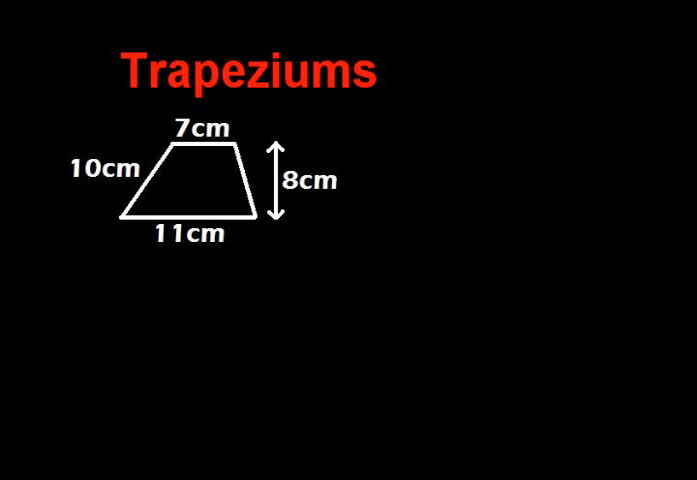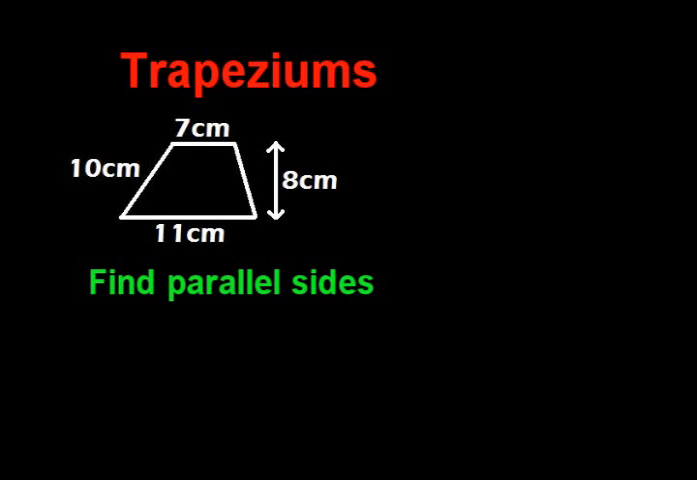The final shape you need to work with is a trapezium. To find the area of a trapezium, there are 4 steps. They can be quite difficult to remember, so I've written them down for you. First of all, you need to find the parallel sides. Now parallel sides are 2 lines that are straight and that would never meet. In this case, it's the top side, 7, and the bottom side, 11.